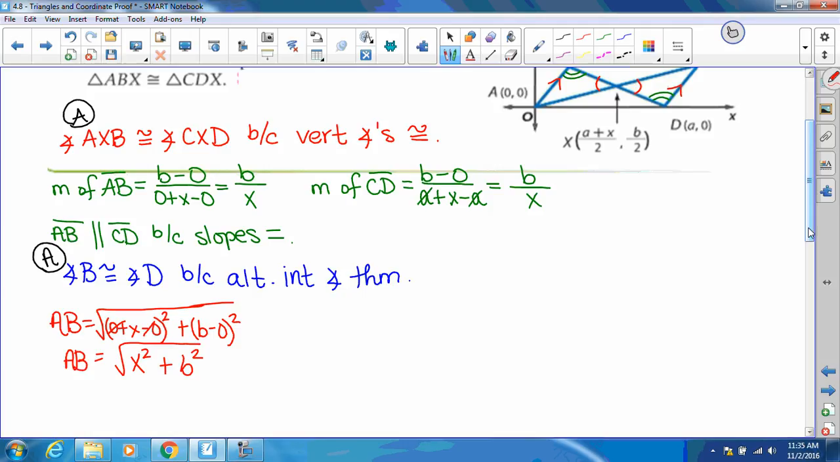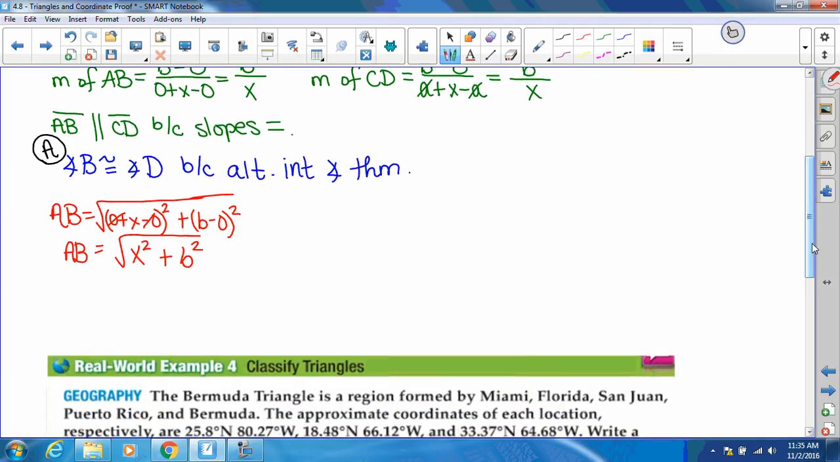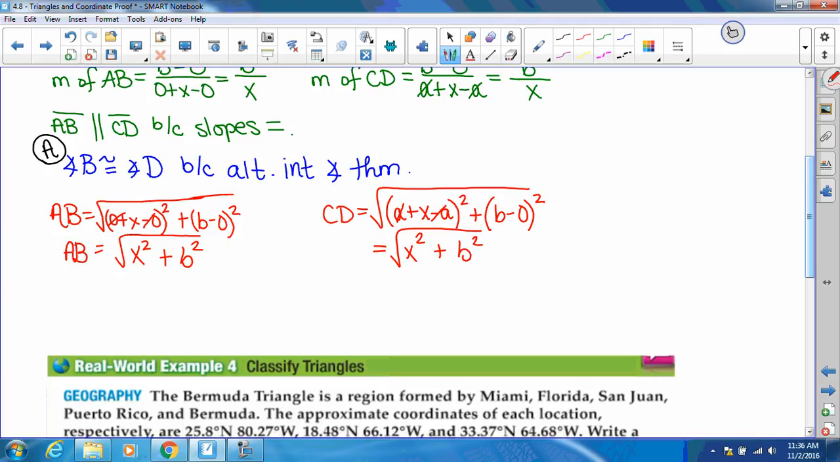Now we need to find the length of CD. So the length of CD equals the square root of, we're going to subtract the x values. So a plus x minus a squared plus subtract the y values, b minus 0 squared. A minus a goes away, so you're left with x squared plus b squared. So that's the length of CD. Okay, so we just showed then segment AB is congruent to segment CD.